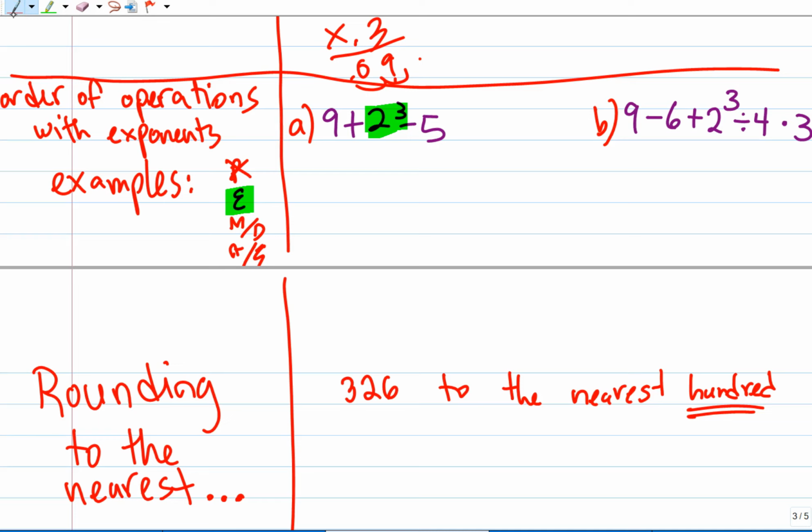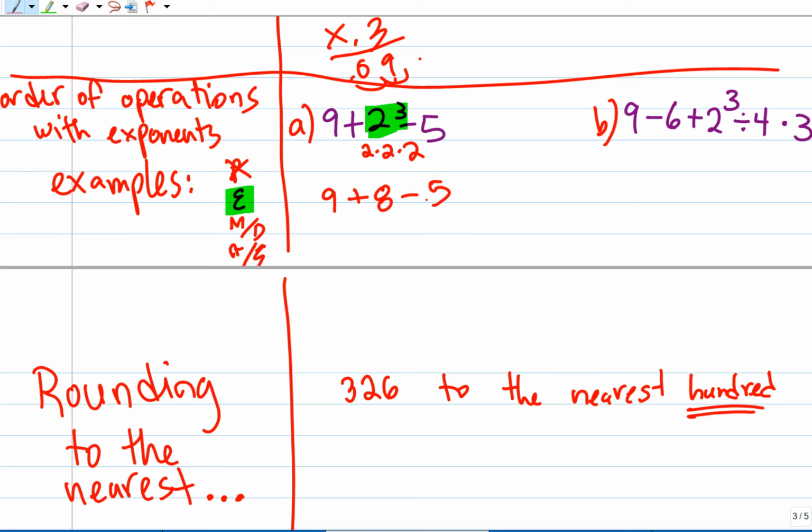Two to the third is not 6, that's a lie. So don't do that. It does not mean 2 times 3. It means what again? 2 times 2 times 2. Or 2 times 2 is 4, 4 times 2 is 8. Bring the rest of it down.